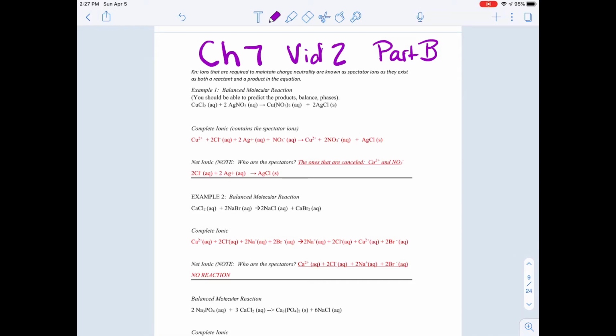All right, so we're looking at Chapter 7, Video 2, and we're going to be looking at what we do with the solubility information. On the test, you will have this information. You will know which ones are the AQs and which ones are the S's because it's going to be indicated at the end with these little things like this. What do you do with this information?